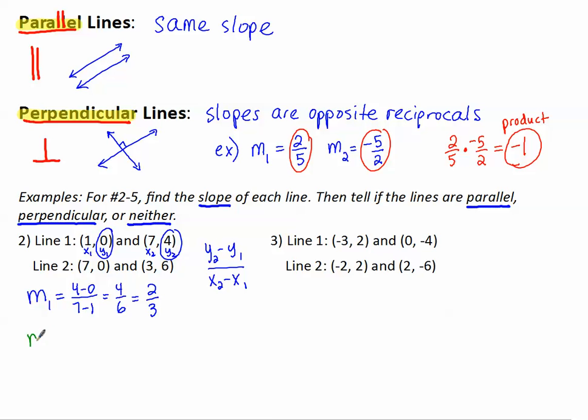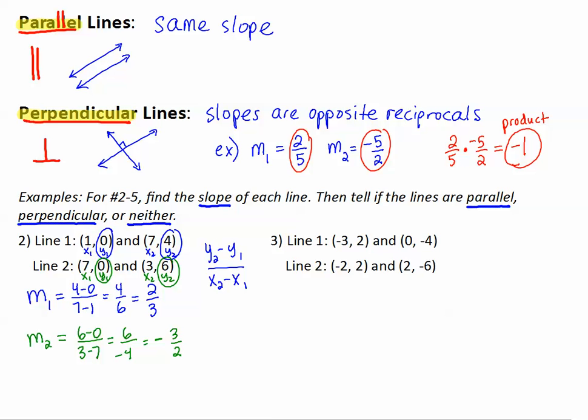Let's do line 2. Slope of line 2. So again, x1, y1, x2, y2. So take my y's first, 6 minus 0, and 3 minus 7. 6 over -4 simplifies to negative. Notice how I'm not leaving the negative in the denominator, 3/2.